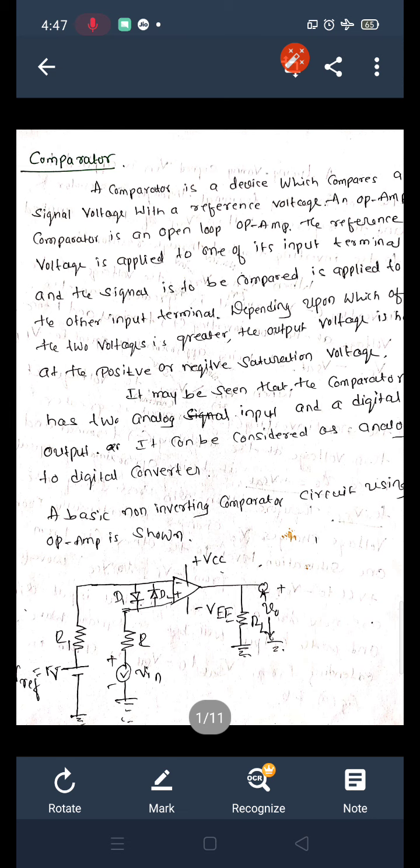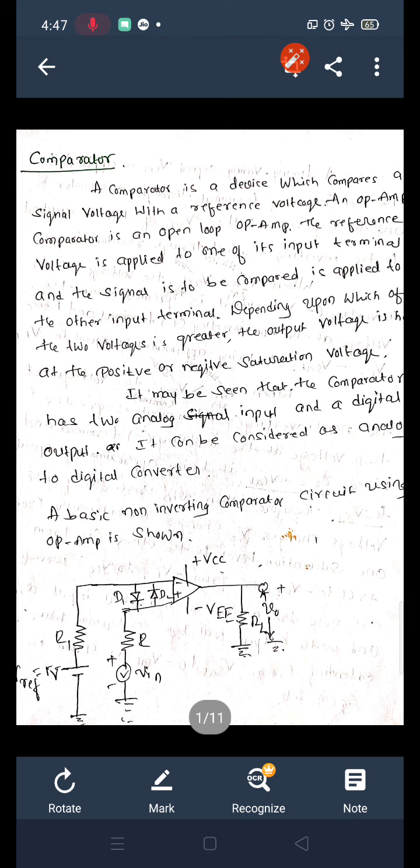A comparator is a device which compares a signal voltage with a reference voltage. In simple words, an op-amp comparator is an open loop op-amp. The reference voltage is applied to one of its input terminals and the signal to be compared is applied to the other input terminal. Depending upon which of the voltages is greater, the output voltage is held at positive or negative saturation voltage.